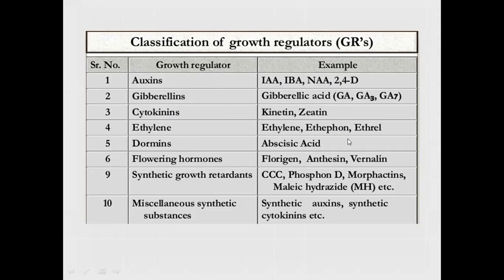Ethylene, ethephon, ethereal, and dormins. Dormins is abscisic acid. These are the primary growth regulators, the growth promoters, and these are the growth reducers: dormins, abscisic acid; flowering hormones, florigen, anthesin, vernalin; and synthetic growth regulators. These are not so popular, but up to the first six is very popular. You need to remember all the examples of plant growth regulators.